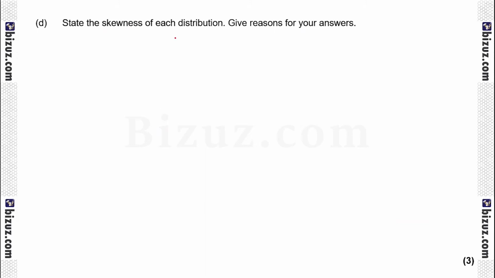All right. Now state the skewness of each distribution. Part D. Give reasons for your answers. Remember that we have two sets of data, one for East U members, one for West U members. So we'll analyze them using all the values that we have found so far. Especially in this question where you have found all the quartiles, determining skewness is just going to be comparing two particular values, Q3 minus Q2, comparing this value with Q2 minus Q1. So let's see how that works out.